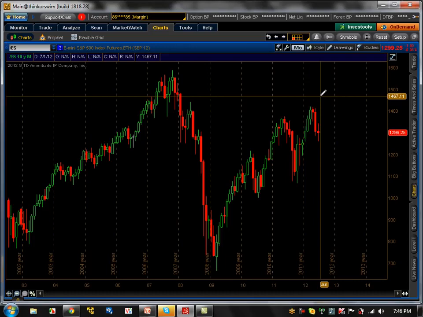Depending on if you do debit verticals and credit verticals, right, you could do the opposite.